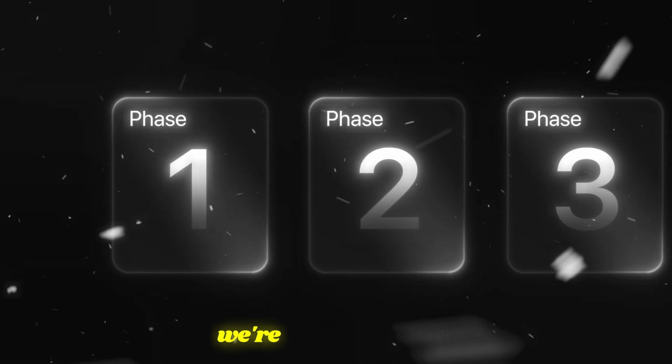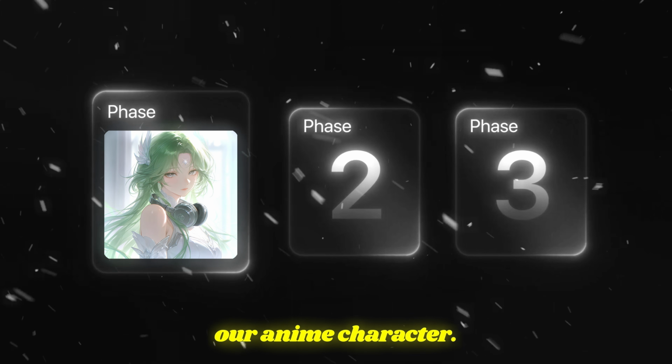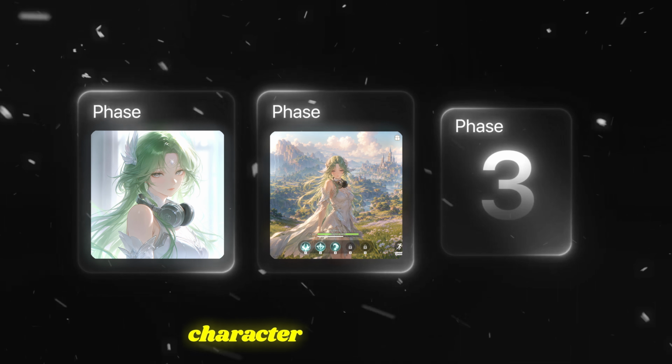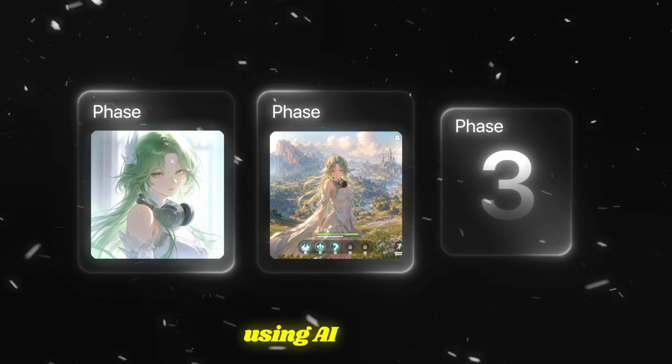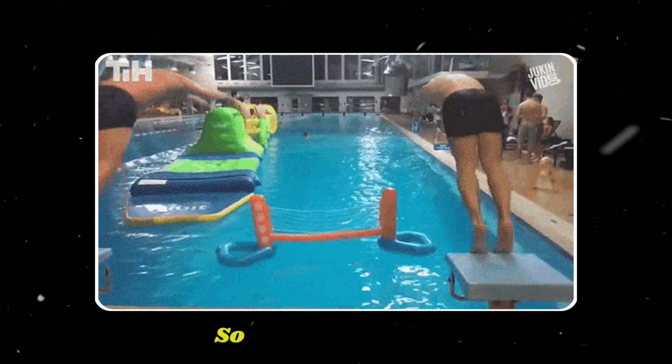For today's project, we're going to follow a very simple workflow. Step 1, generate our anime character. Step 2, transform that character into completely different designs using AI editing. And finally, step 3, animate that character into a cinematic video. So let's jump right in.